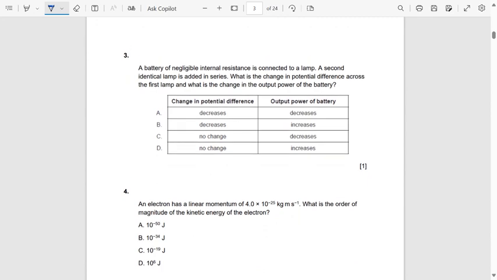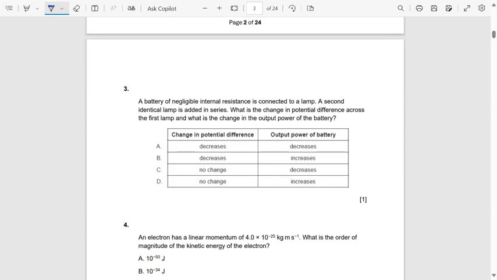For question 3, we've got a circuit. We have a cell and a lamp, and then an additional lamp is placed in series. And it says, firstly, what happens to the potential difference in the first lamp, and what happens to the output power of the battery. So to explain this, I'm actually going to draw the two circuits. So this is the initial setup, where I've got a filament bulb and a voltmeter across it, and it's reading a potential difference, let's say V.